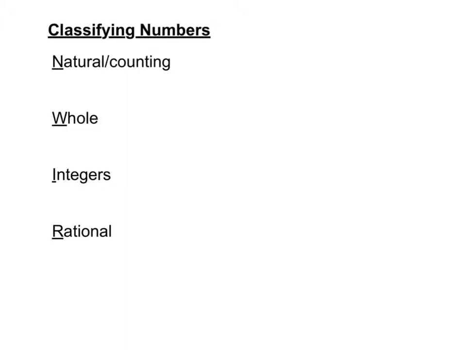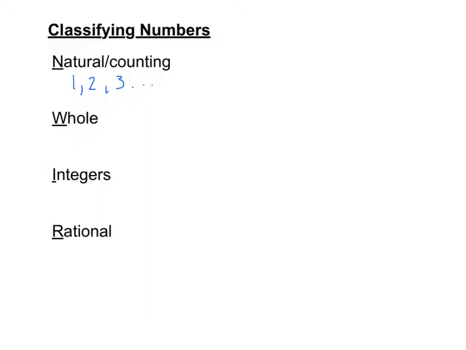First thing we want to do is remember we talked about NWIR, and we said that was an important thing to remember, because if we can remember that, then we'll be able to go down this list of what each of them are and easily classify what numbers belong to. Let's review again what each of those were. Natural and counting numbers are the numbers that you normally just count with, such as 1, 2, 3, and so on. Natural counting, whatever you normally start counting with.